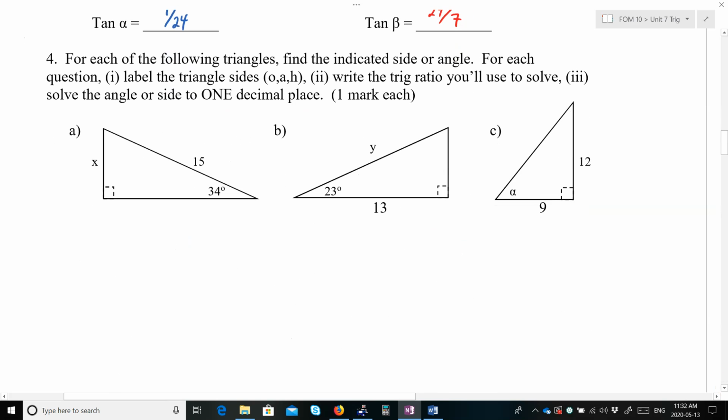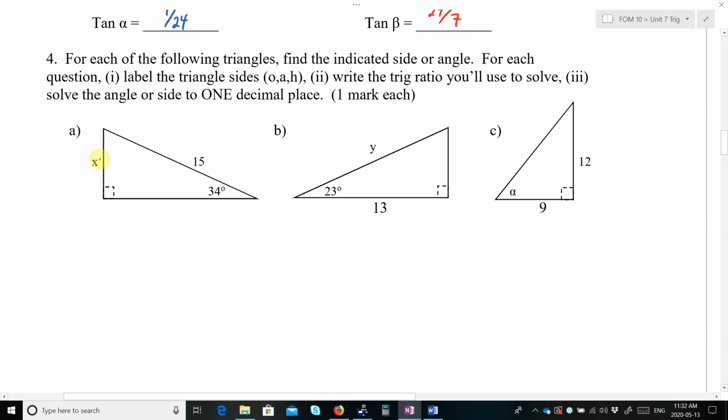Okay, number 4. For each of the following triangles, find the indicated side or angle. For each question, 1, label the triangle sides, OAH, opposite adjacent hypotenuse. 2, write the trig ratio you'll use to solve. And 3, solve the angle or side to 1 decimal place.